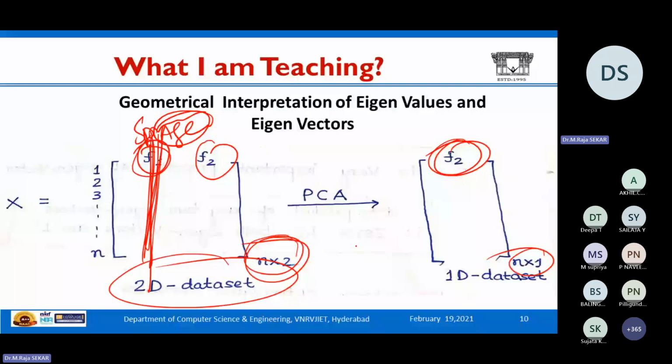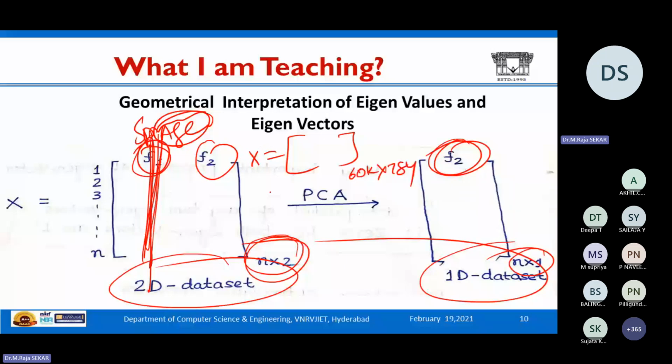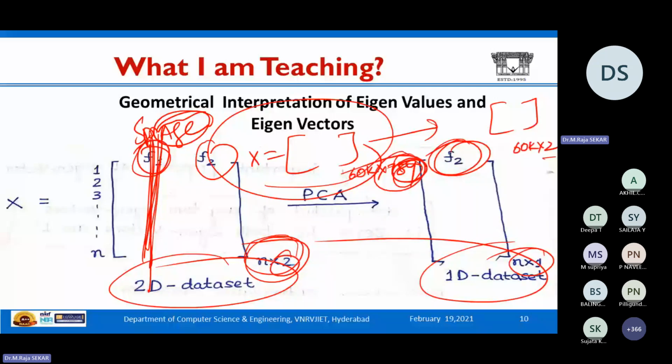Actually, here we are doing this manually. For example, my MNIST data set size is 60,000 into 784 dimensions. Now, I cannot visualize this particular data set. What is the reason? It has 784 dimensions. My intention is to convert this capital X data set into 60,000 into 2. In the place of 784, I'm writing 2, just as in the place of n by 2, I wrote n by 1.